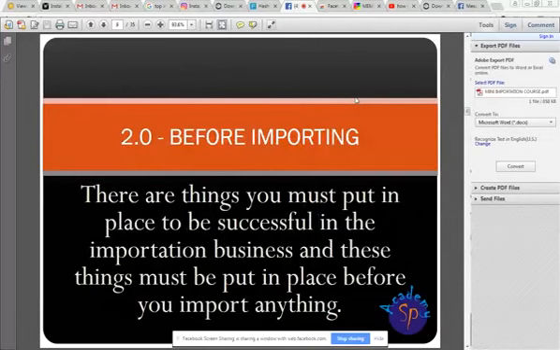All right. Before importing, there are things you must know before you start importing your items. And there are strategies you must put in place to be successful as a mini importer. You must know these things, and I'll be sharing some of them with you now.